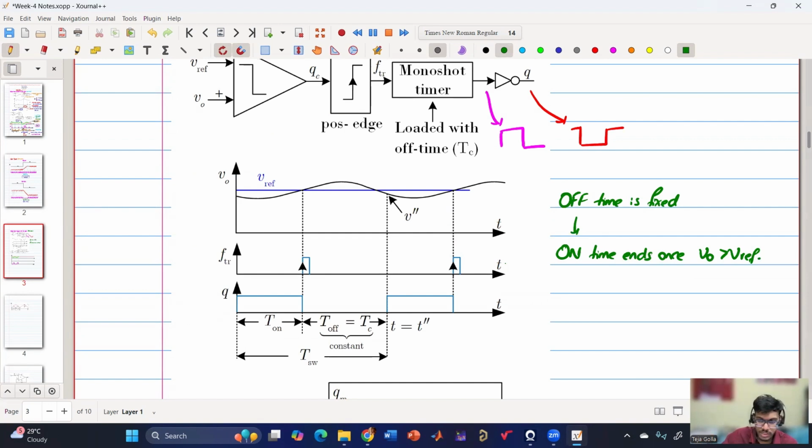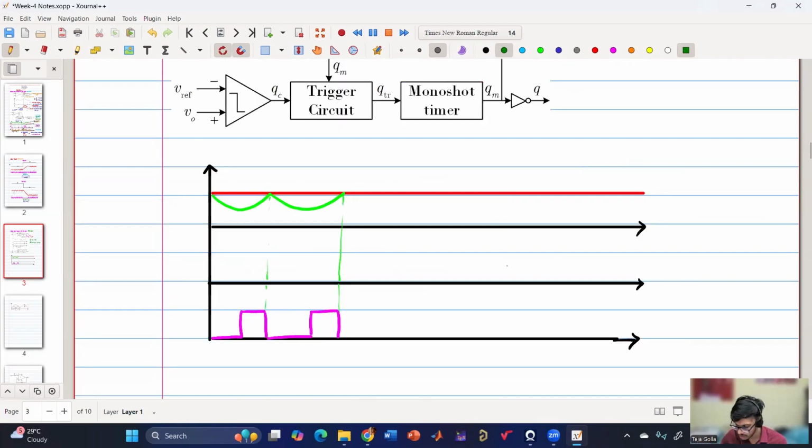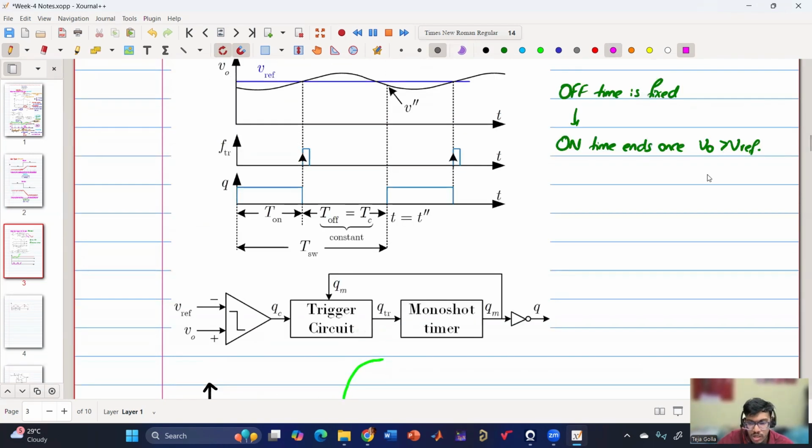So now the same question can be applicable here. What if V naught is already above V reference before the on time starts? Say there is a load step down transient, so there is an overshoot. Because it has gone above, there is an off time and then the on time has started. At the end of the off time, once the on time has started, V naught is above V reference. So when will the on time end? The on time will end when V naught is crossing V reference.